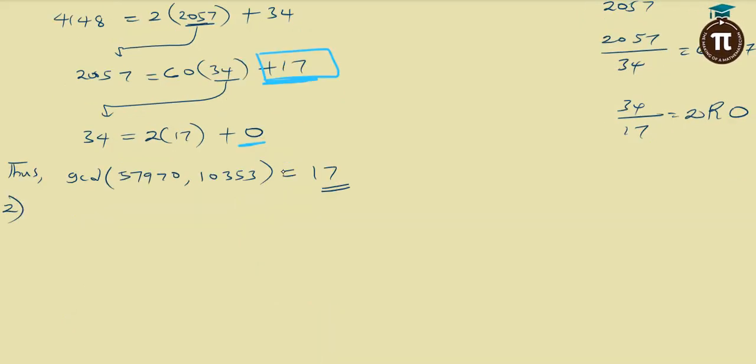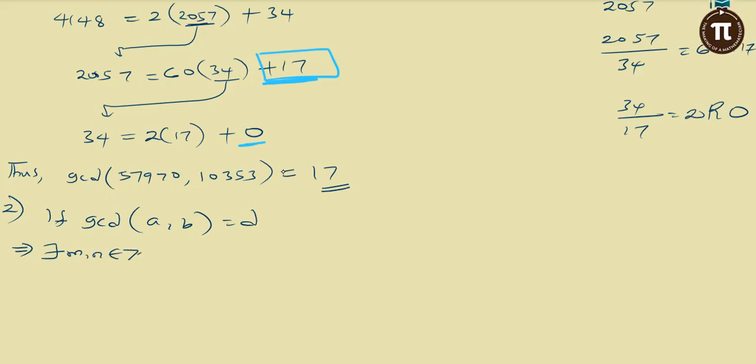Before I go back to the question, this is what happened actually. If GCD of A and B is equal to D, that is, if the greatest common divisor between two integers A and B is equal to D, the implication is that there exist M and N in Z, that is, in the set of integers, such that AM plus BN is equal to D. Exactly. So this is a part of the definition.